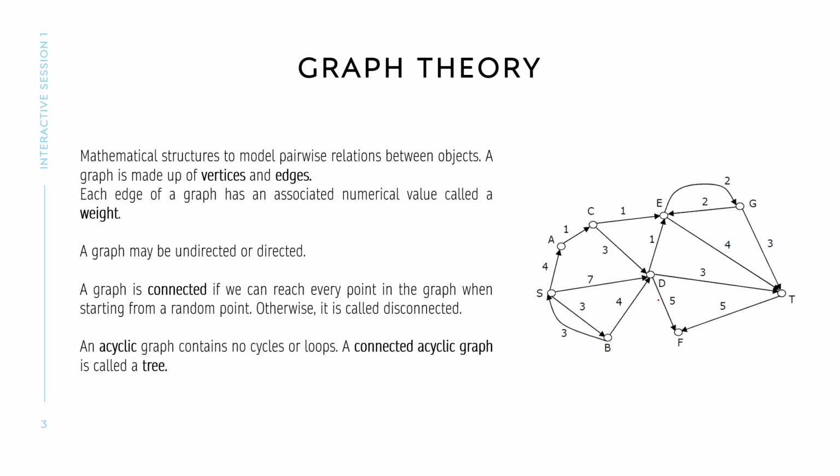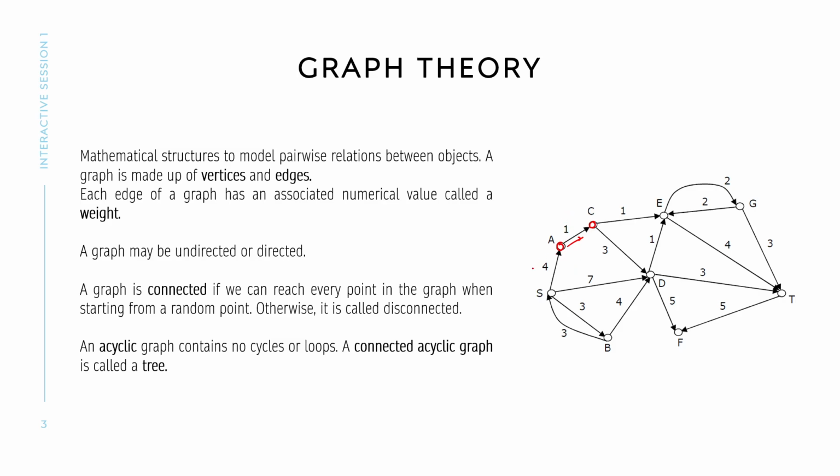So let's start. First of all, I want to discuss graph theory. Graphs are basically mathematical structures which are used to model pairwise relations between objects. A graph is usually made up of vertices, or nodes, and they're connected by edges. The edges may or may not have arrows. If they have arrows, they are called directed graphs, and if they don't, they are called undirected graphs. And usually each edge will have a weight associated with it.